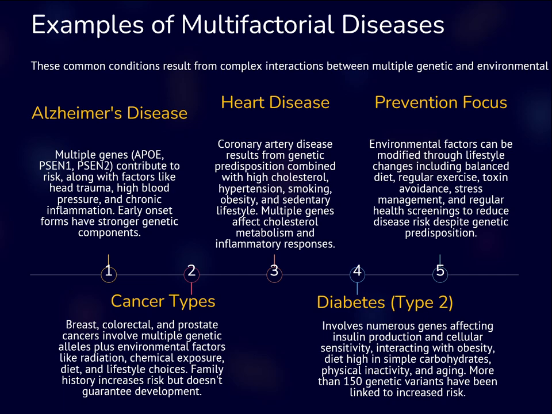Heart disease and type 2 diabetes work the same way. Your genes might make you more likely to develop these conditions, but choices like eating a healthy diet, exercising, avoiding toxins, and getting regular checkups can help reduce the risk. This is why it's so important to focus on prevention. We can't change our genes, but we can make choices that help us stay healthy.